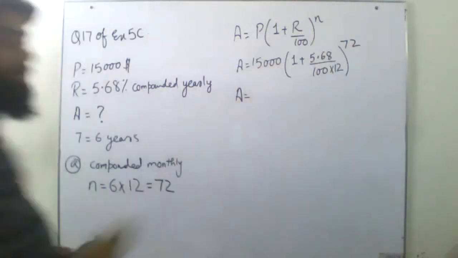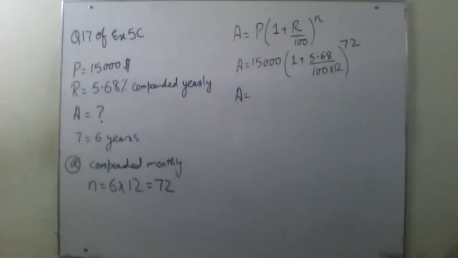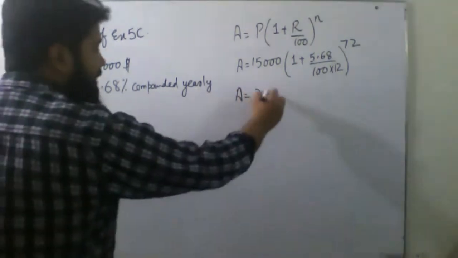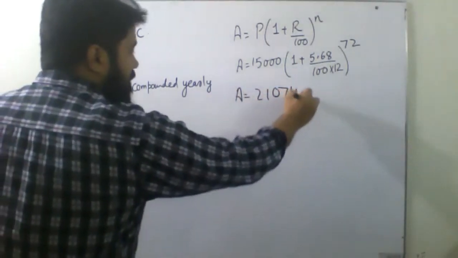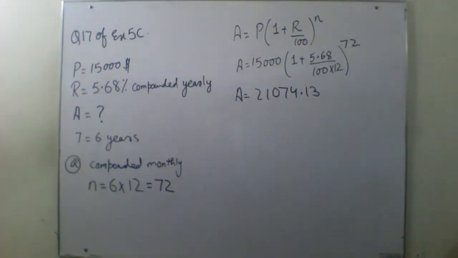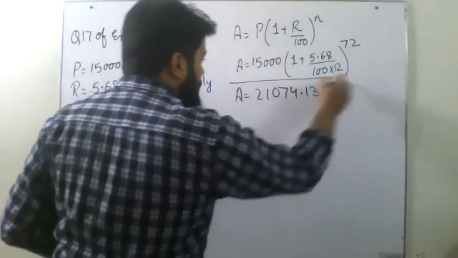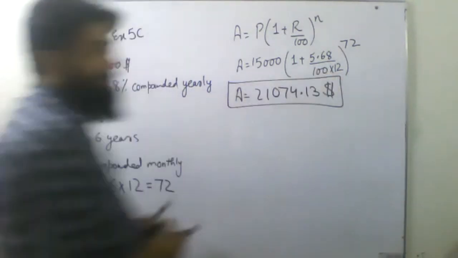And when I simplify this using a calculator, my answer comes to $2107 4.13. This is what comes when I use this.